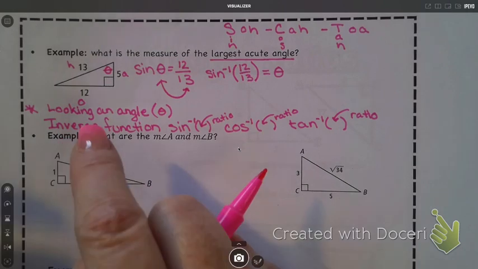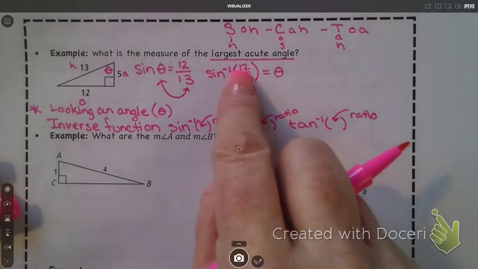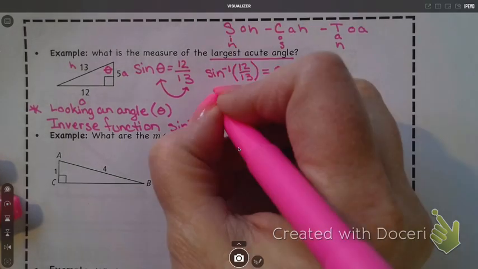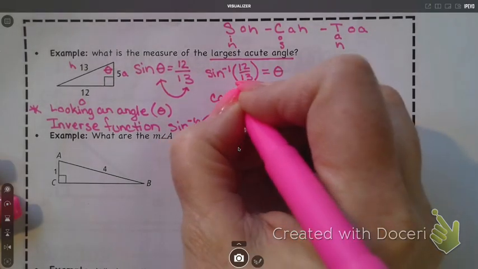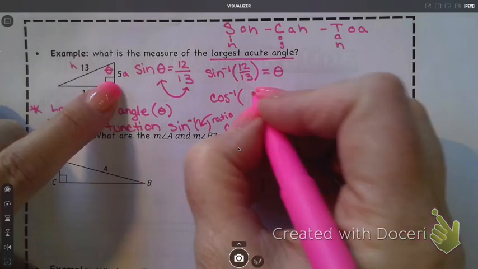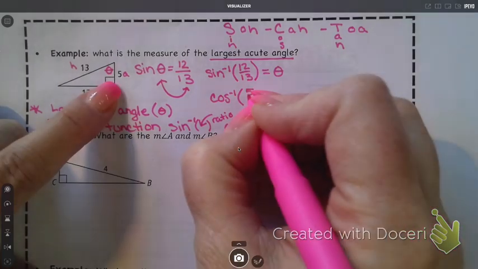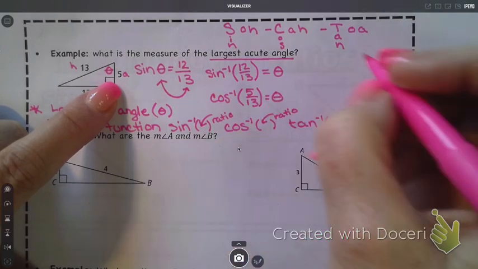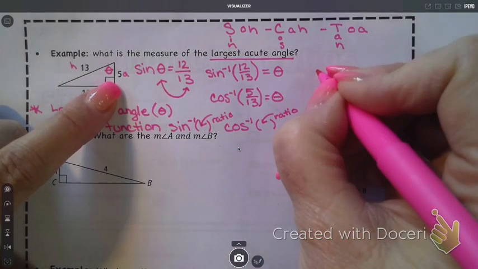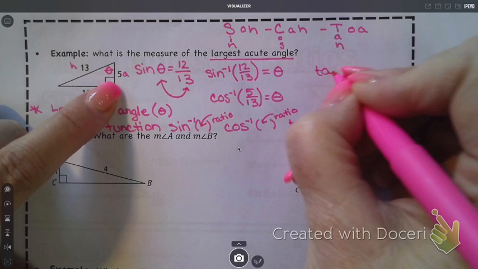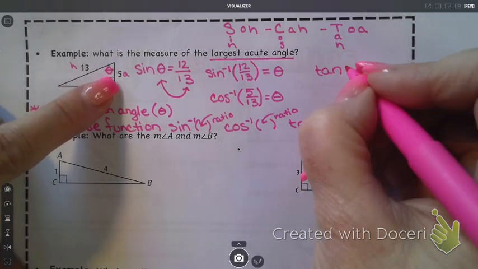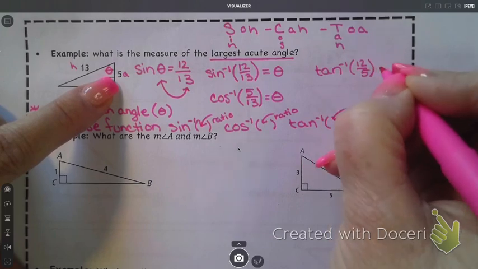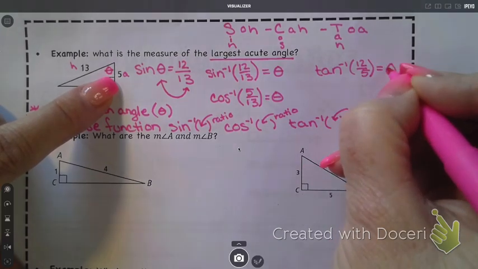So, if I was using sine, it would be opposite over hypotenuse, yes? What if I was using cosine? It'd be adjacent, so it would be what? 5 over 13. And what if I was using tangent? It would be 12 over 5. So we will come back to that, and I will show you that all of them equal the same theta.